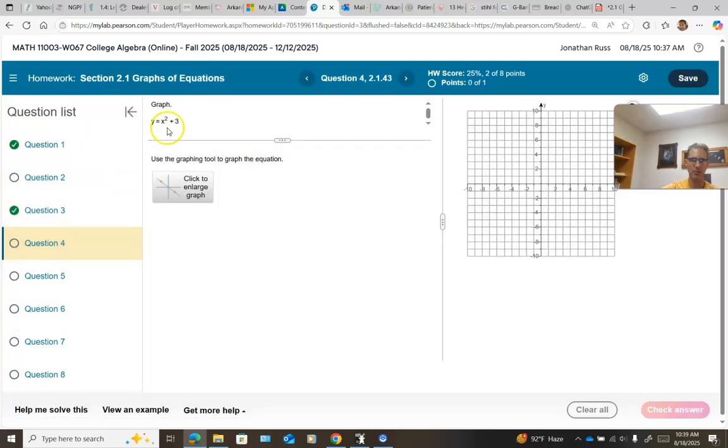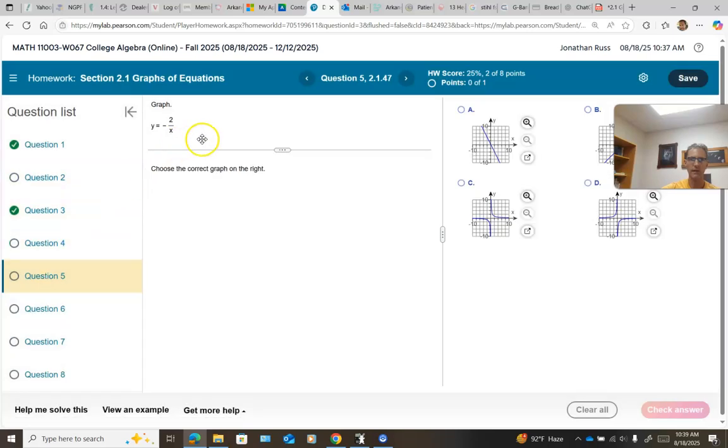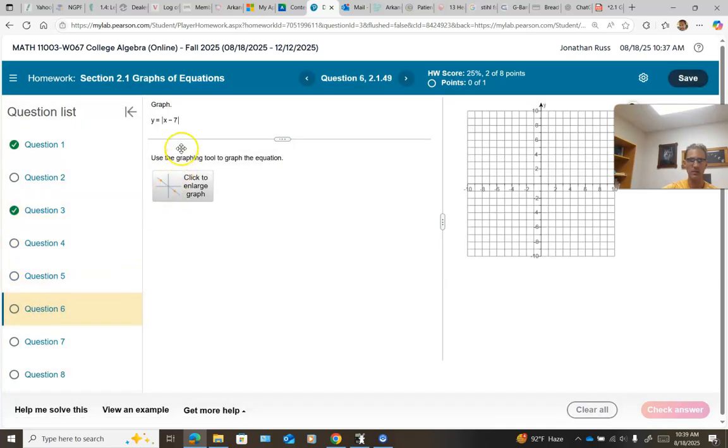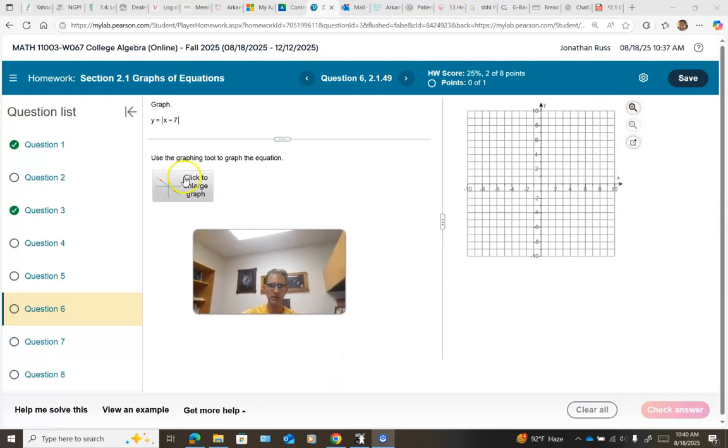Let's see. Question 4 is another quadratic. Question 5 is a rational function. Like I said, this one's multiple choice. Question 6, this is an absolute value function. Okay, so let me help you out on this one.